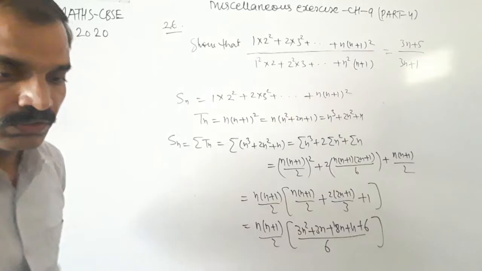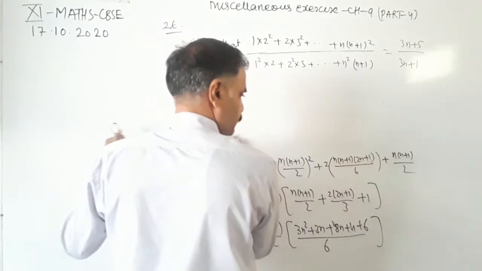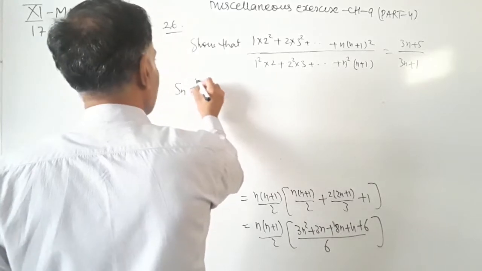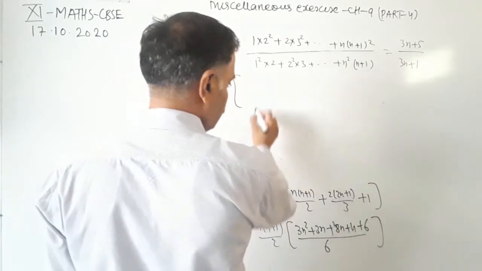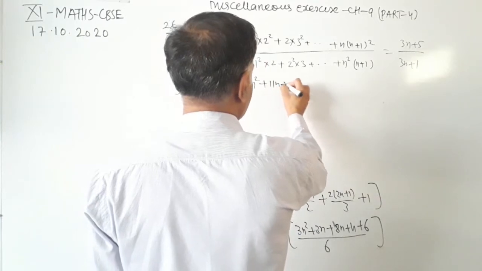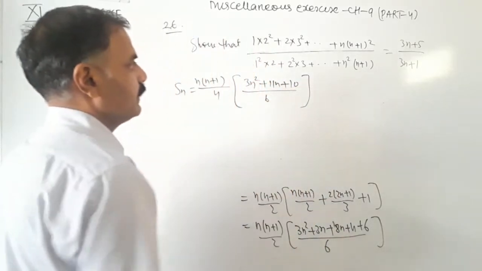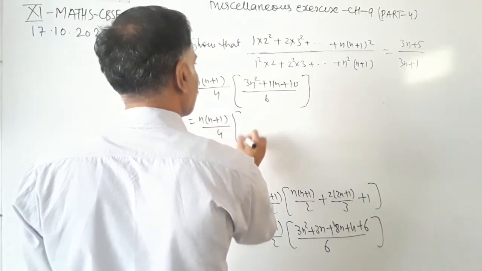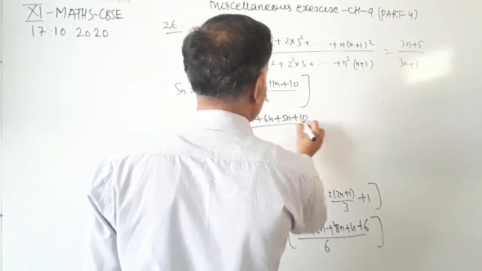Now solving this, we will have Sn equal to n into (n plus 1) by 4 into (3n square plus 3n plus 8n plus 4 plus 6), that is 3n square plus 11n plus 10, upon 6. Okay, 10 threes are 30, 5 sixes are 30. So n into (n plus 1) by 4 into (3n square plus 6n plus 5n plus 10) upon 6.